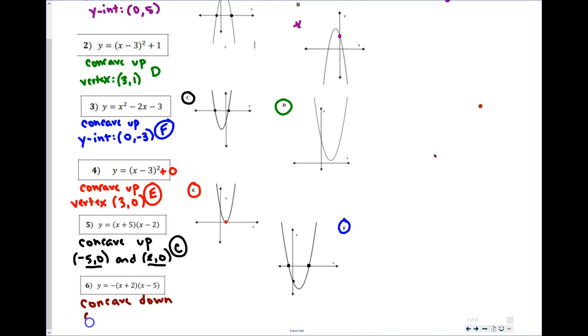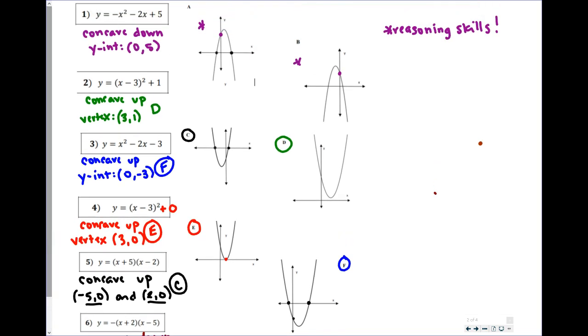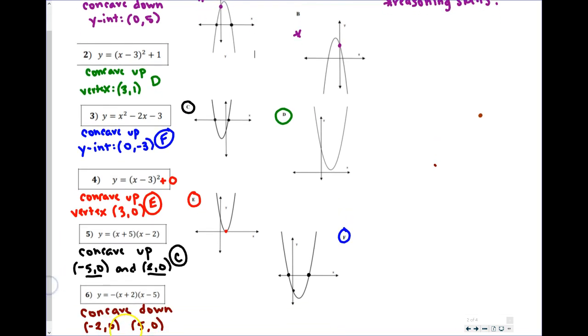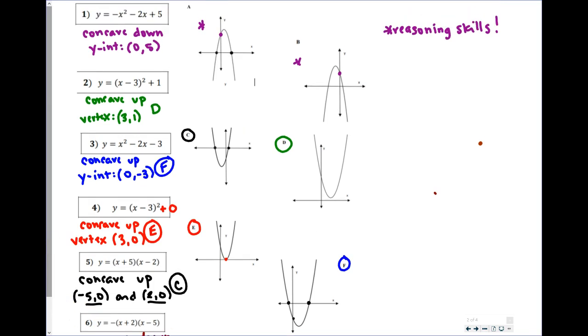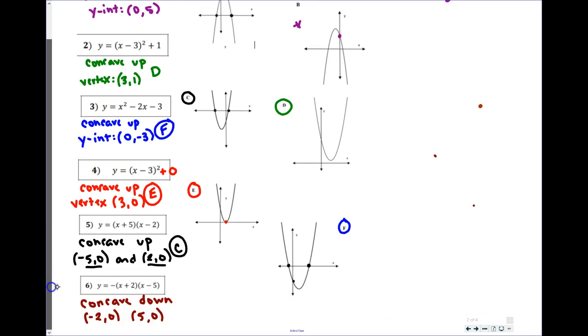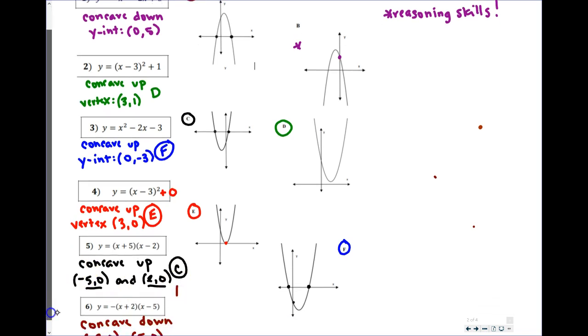Okay, this is concave down. And I've got roots at -2, 0, and I've got roots at +5, 0. When we take out the roots, we change the sign. Okay, so let's go back up. Which one has roots at -2, +5? Well, this one could be -2, +5. And B, that doesn't look like -2, +5. That looks like -5, +2. So this definitely has to be the right one. So that means that number 6 goes with A.